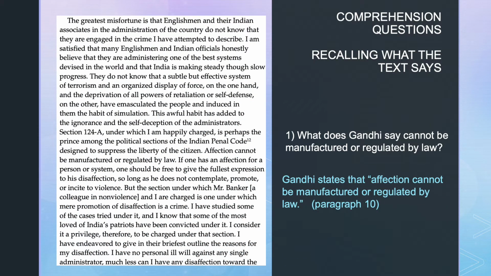In paragraph 10, Gandhi states that affection cannot be manufactured or regulated by law. So in other words, your emotions or feelings about something cannot be controlled by the government. And that is found right in the middle of paragraph 10.